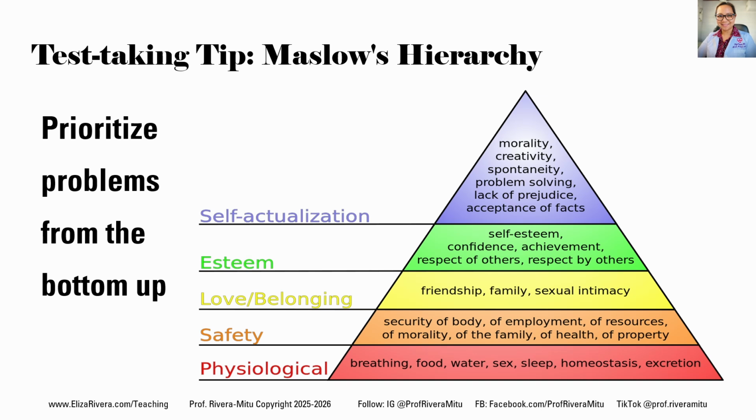Maslow's hierarchy of needs is a useful framework for prioritizing patient problems. We start with the most basic physiological needs like breathing and circulation before addressing safety, social, esteem, and self-actualization needs. This bottom-up approach ensures that life-sustaining issues are managed first, which is critical both in exams and clinical decision-making. Keep this hierarchy in mind when faced with multiple patient problems.